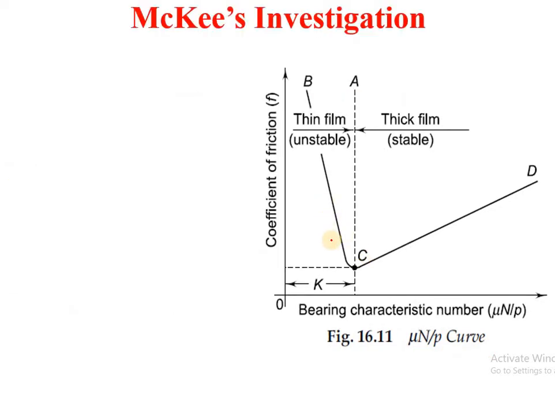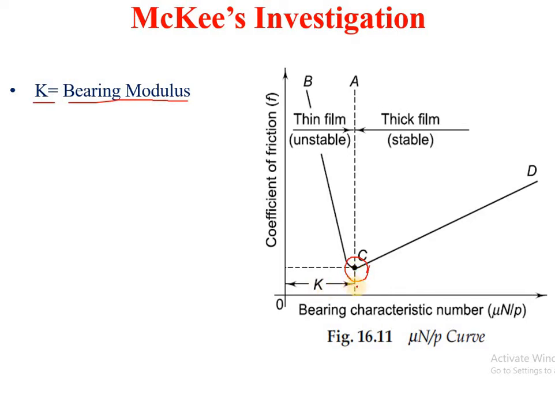Now, the value of bearing characteristic number at minimum coefficient of friction is called the bearing modulus. It is denoted by K. Bearing modulus is nothing but the bearing characteristic number at minimum coefficient of friction. So you can say it is at point C. Bearing characteristic number at point C is given by K.